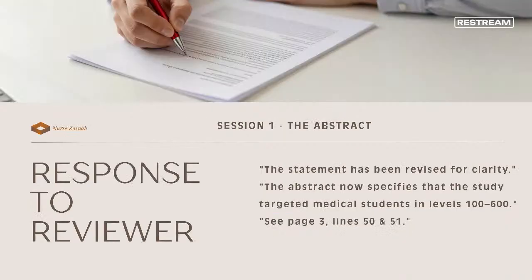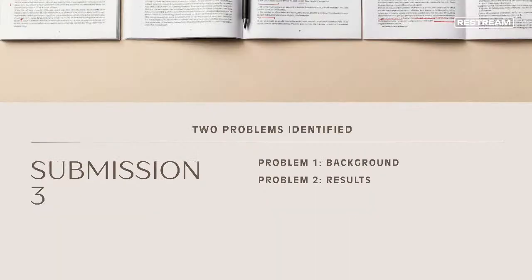Now let's look at the way we responded to the reviewer. So we wrote that the statement has been revised for clarity, and the abstract now specified that the study targeted medical students in 100 level to 600 level. See page 3, lines 50 and 51. So it is important when you're responding to reviewers to include the page number and the lines, and also you can use track changes or maybe highlight your corrections.